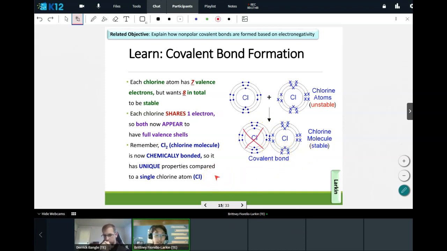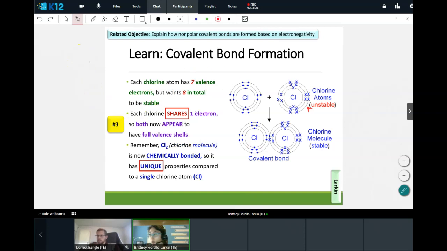Just a reminder that anytime things are bonding chemically, they are also chemically changing their properties. So chlorine by itself, a single atom by itself, is unstable and very reactive, whereas chlorine once bonded with another chlorine becomes Cl2, two chlorines bonded together. And so now it does actually have unique properties. This is now a stable molecule that can actually exist on its own, unlike chlorine atoms, which do not want to exist on their own.